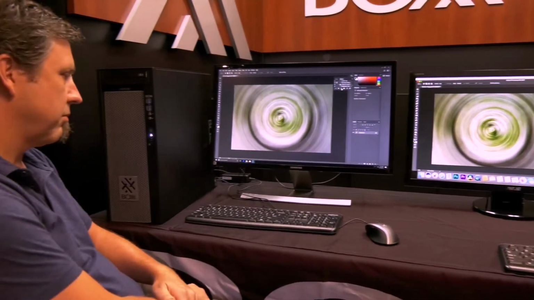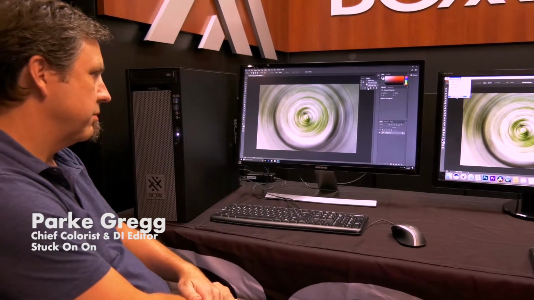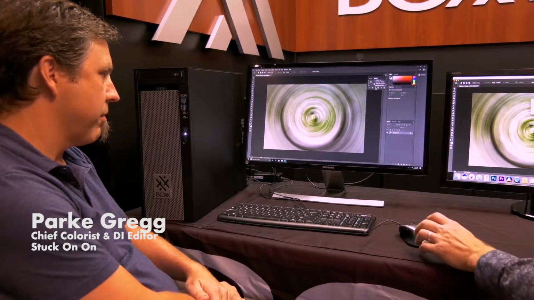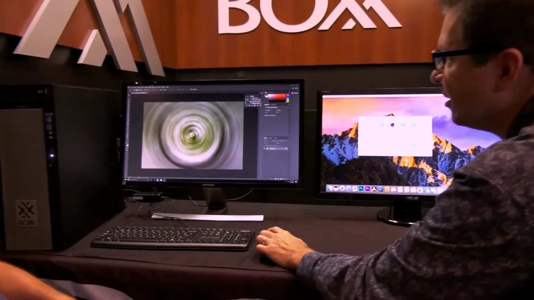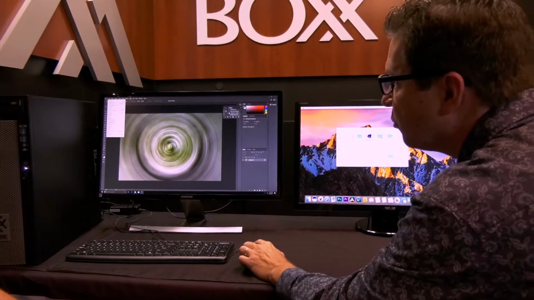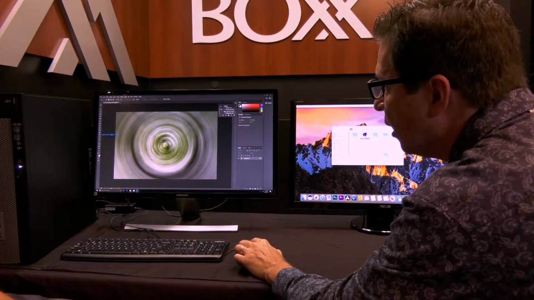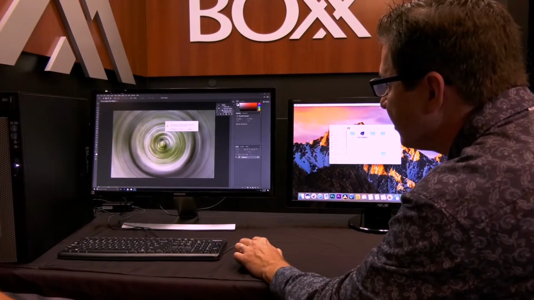And obviously, you're doing a lot of blurs. When you're working in Photoshop, you're doing a lot of Gaussian blurs, a lot of different types of blurs. So it just gives you an idea of how fast it can process.